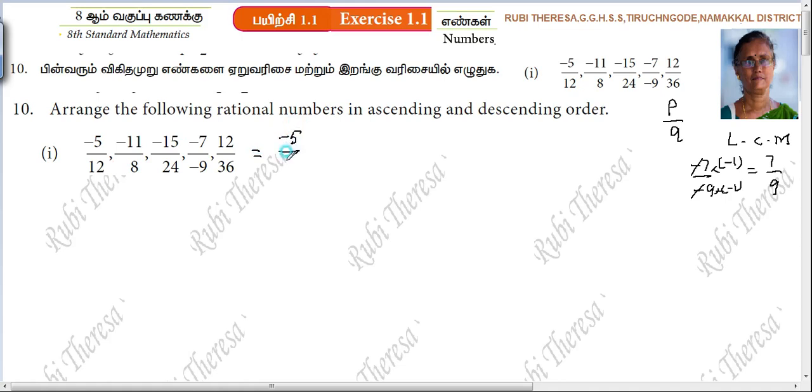Very good. Minus 5 by 12. Next one is minus 11 by 8. Minus 15 by 24. Next one is 7 by 9. Next one is 12 by 36, because these are the given numbers. Why? I want to take the LCM, and while taking the LCM it is better to avoid the negative symbol. So you write the numbers: 12, 8, 24, 9, 36.